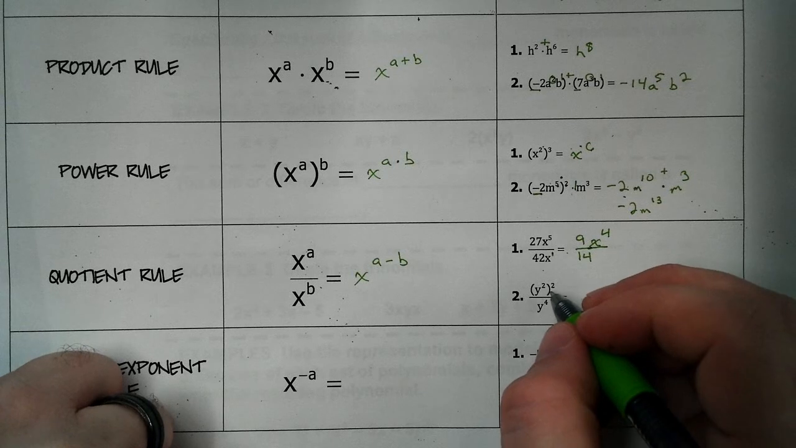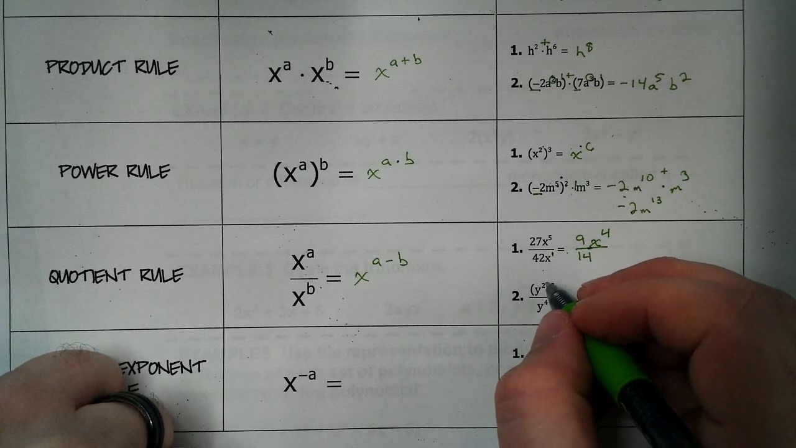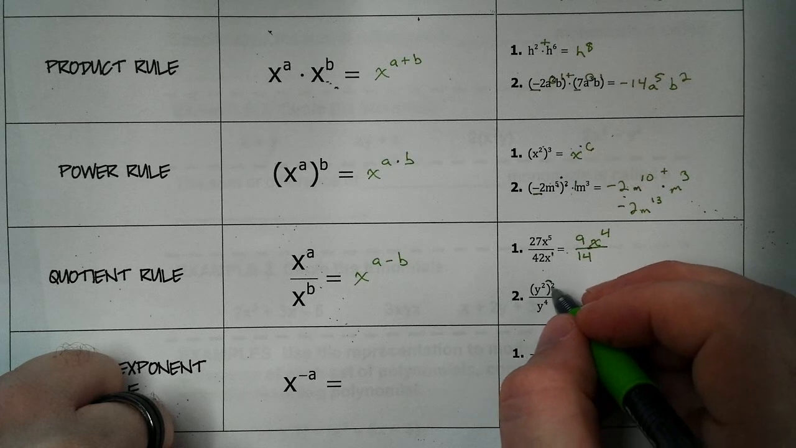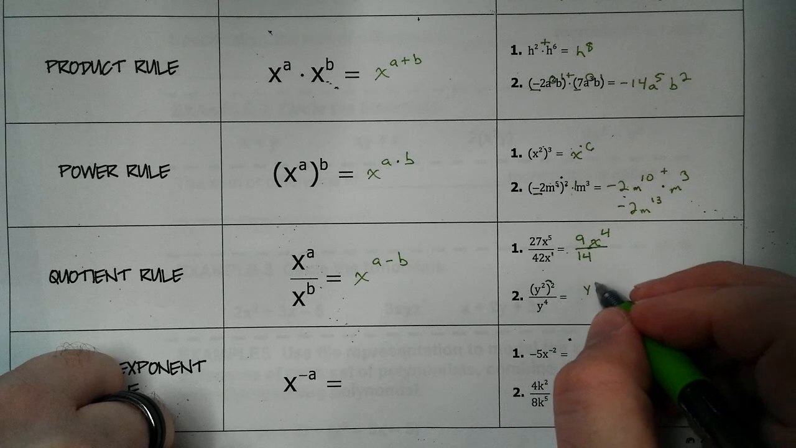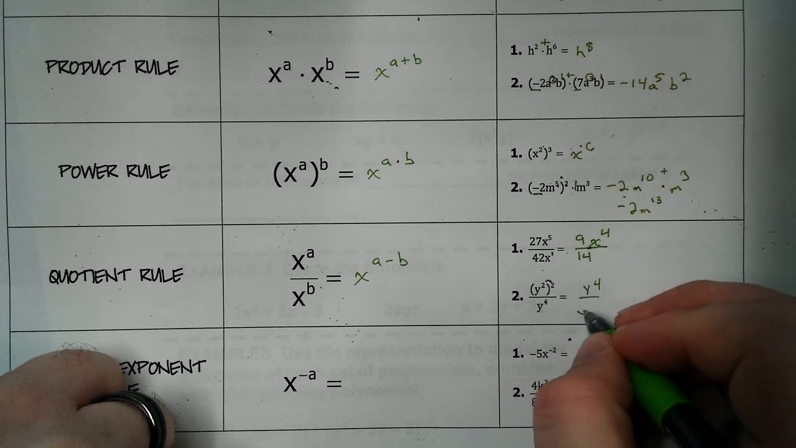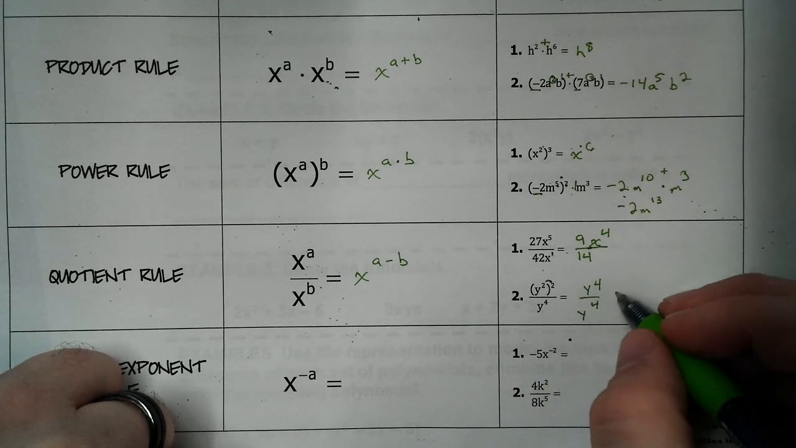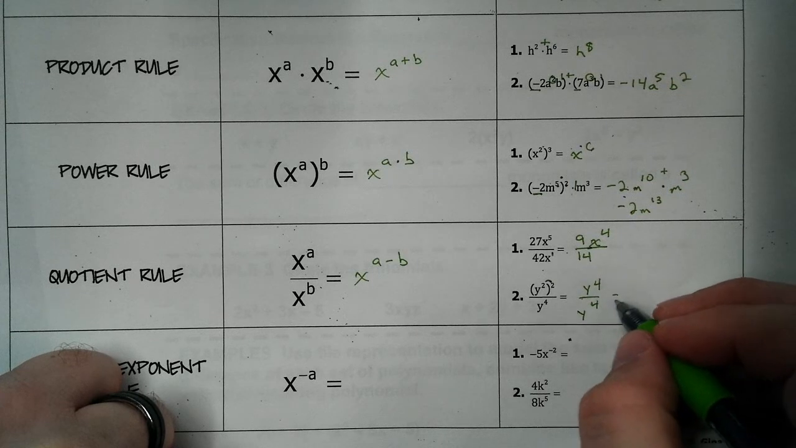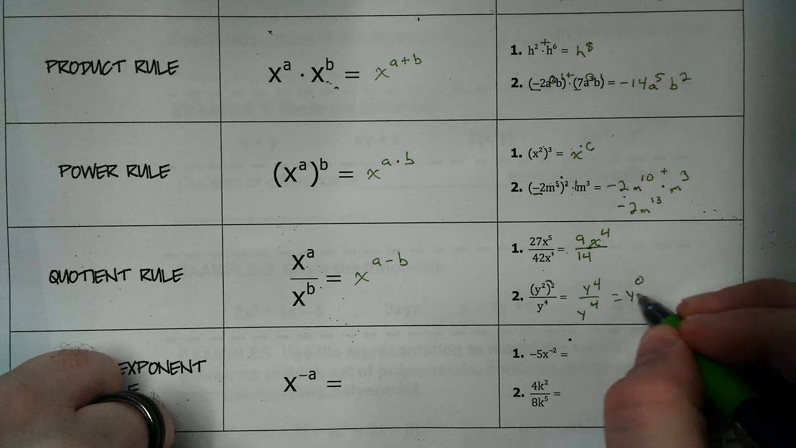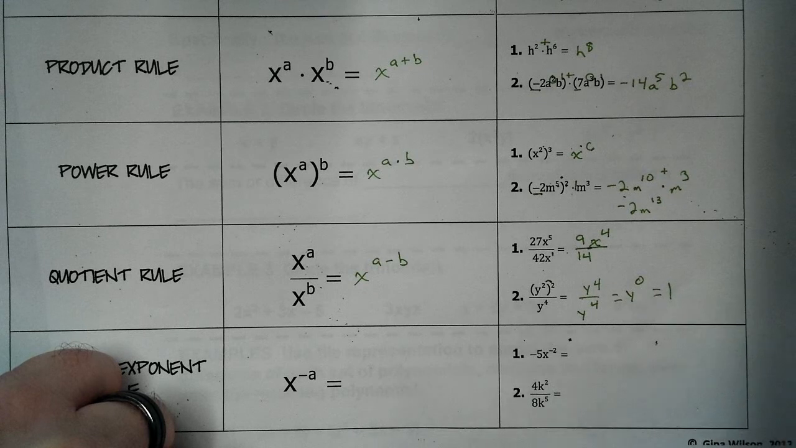This is quotient rule, but we got to use power rule first. We got y squared raised to the 2nd. So it's parentheses, 2 exponents, you're going to multiply. 2 times 2 is 4. So we get y to the 4th divided by y to the 4th. Well, 4 minus 4 is 0. And whenever you get an exponent of 0, that is just 1.